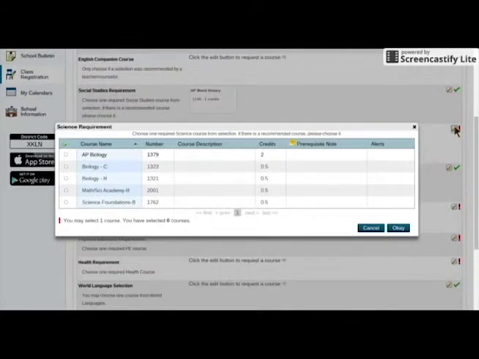Now, as you are making these choices, you need to keep in mind that you are not only choosing courses that meet your high school graduation requirements, but you also need to keep in mind what your plan is for the future. So the levels of the courses are important, but also the courses that you choose to select.